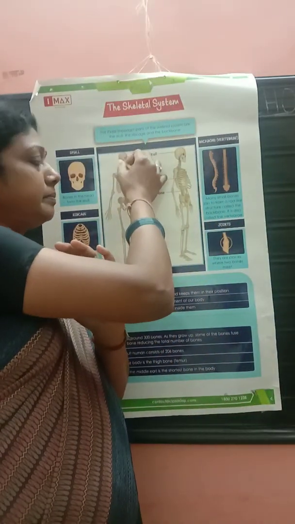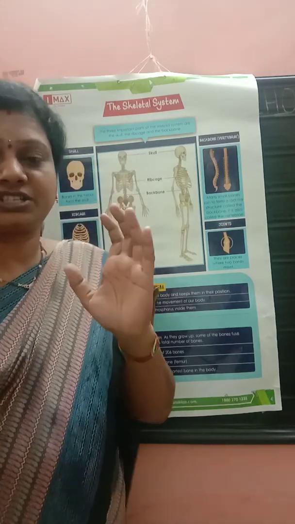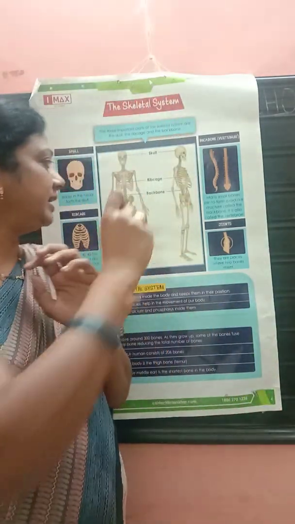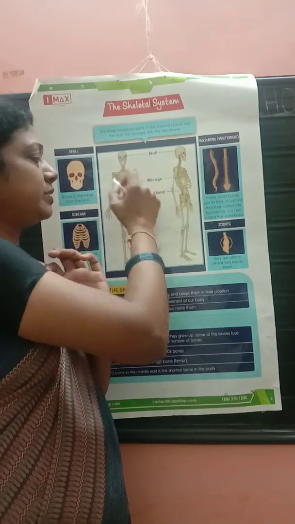It protects the organs inside our body. For example, the rib cage protects the lungs and the heart, and the skull protects the brain. It is like a helmet for the brain. And what does the rib cage protect? It protects the lungs and the heart. Yes, children.